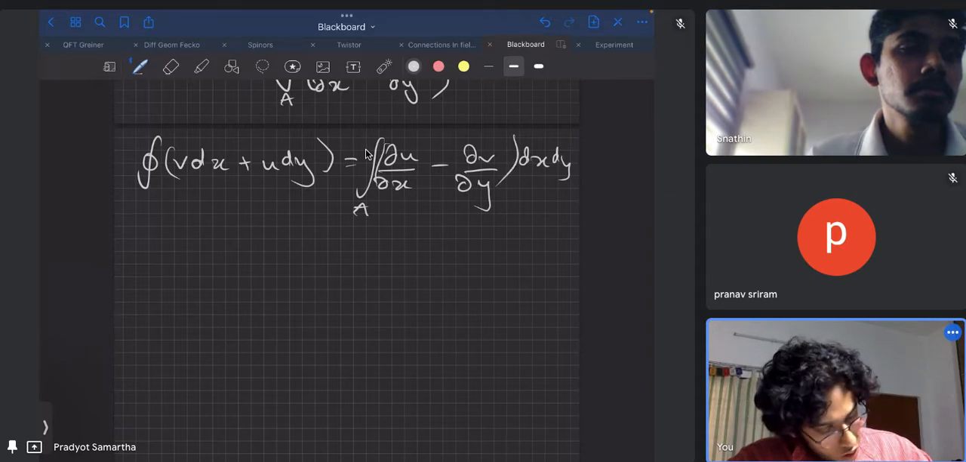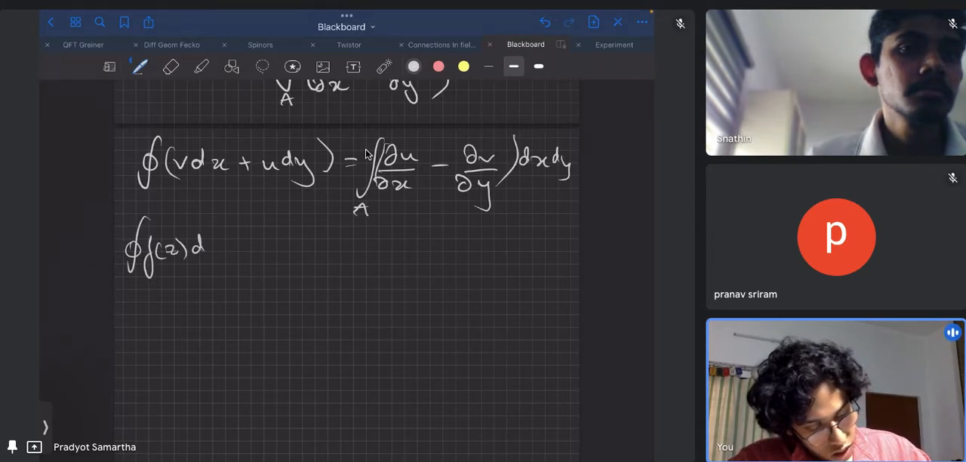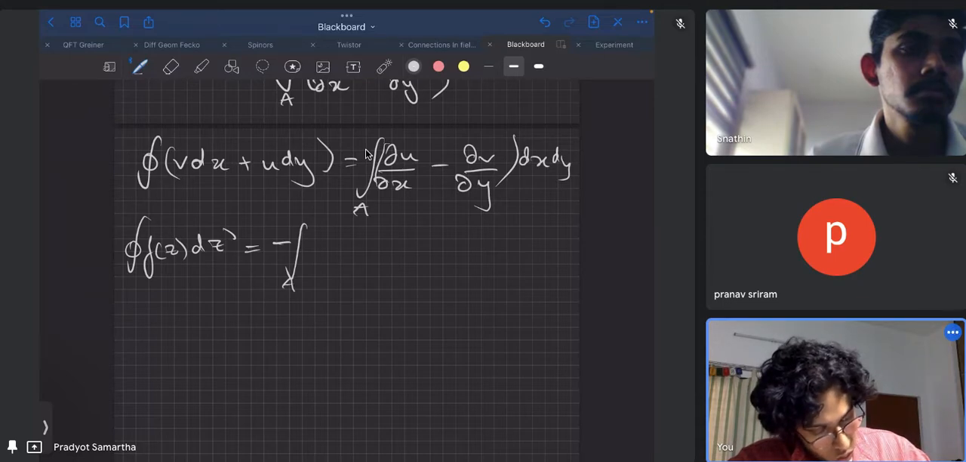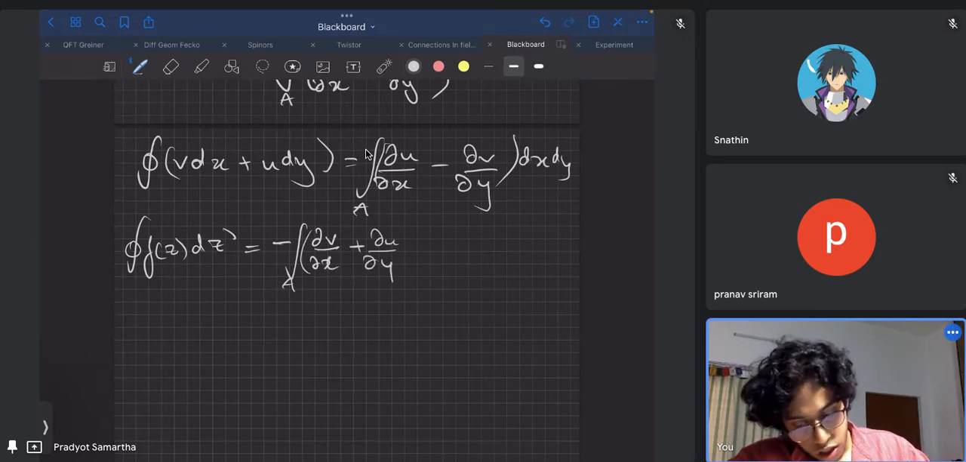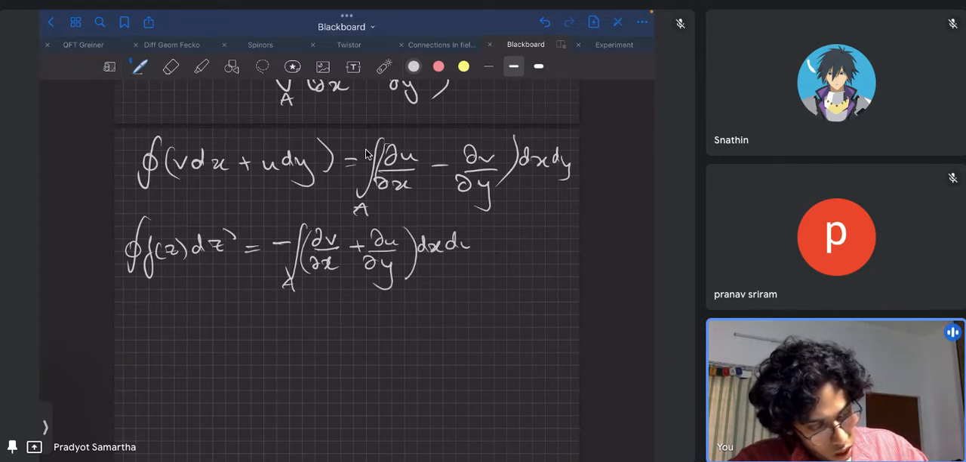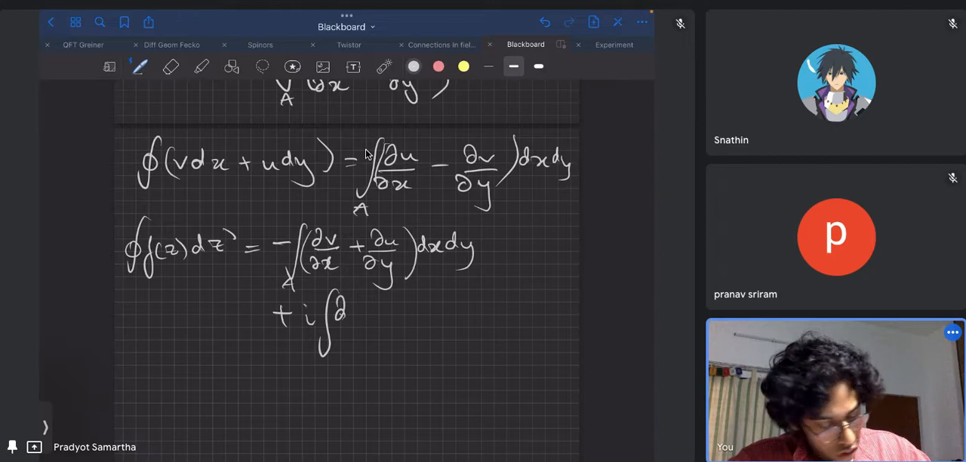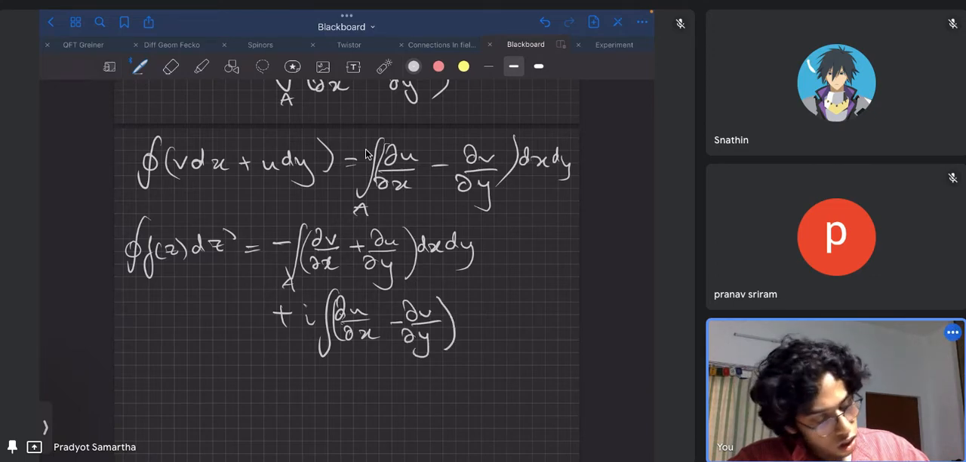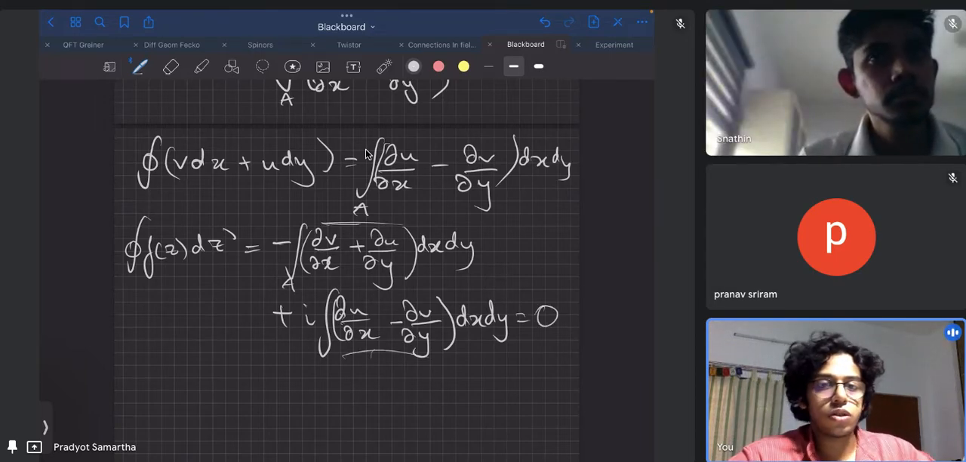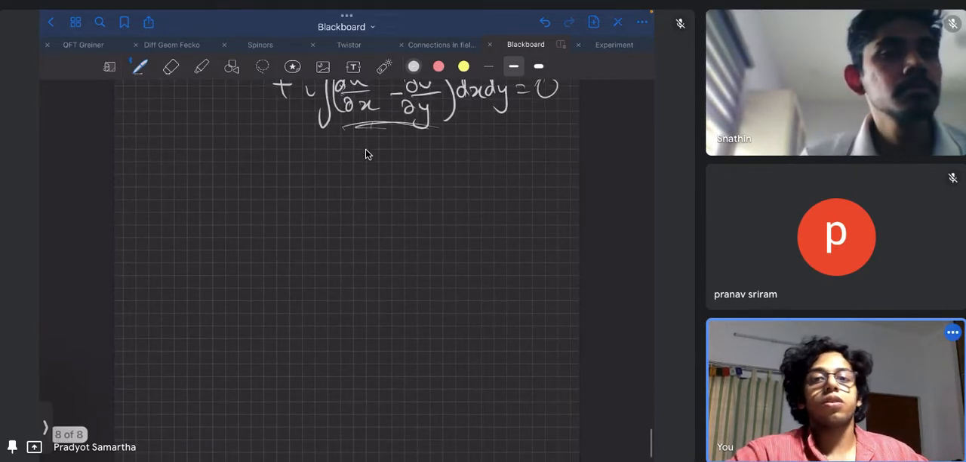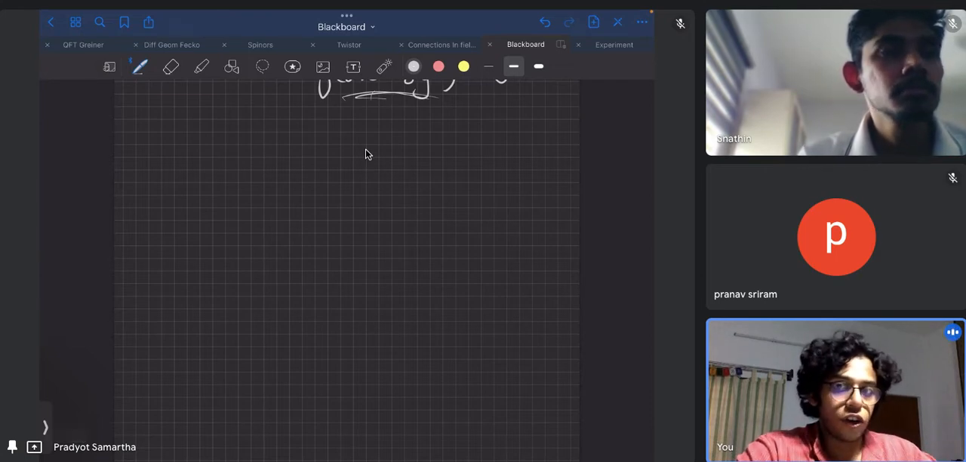So thus we have the integral of f of z dz is equal to minus the integral over A of (∂v/∂x + ∂u/∂y) dx dy plus i times the integral of (∂u/∂x − ∂v/∂y) dx dy, which is equal to 0. So this term vanishes, this term also vanishes, so the whole integral just vanishes for a smooth and continuous region, for a differentiable region, for an analytic function.